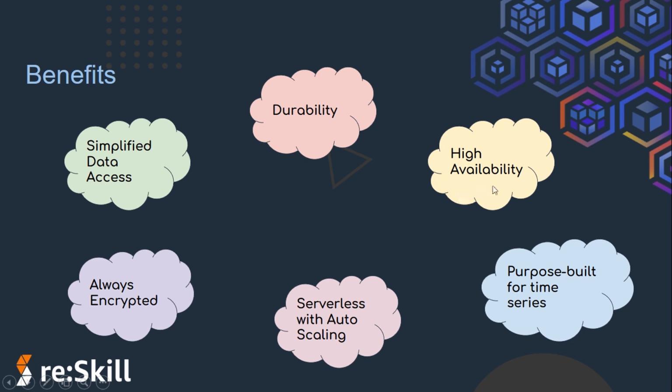You can't disable the encryption. Also, Amazon Timestream ensures high availability of your write and read requests by automatically replicating the data and allocating the resources across at least 3 different availability zones within a single region. Also, it is purpose-built for time series specifically. You can quickly analyze the time series data using SQL with built-in time series functions for smoothing, approximation, and interpolation. So these are some of the benefits of Amazon Timestream.